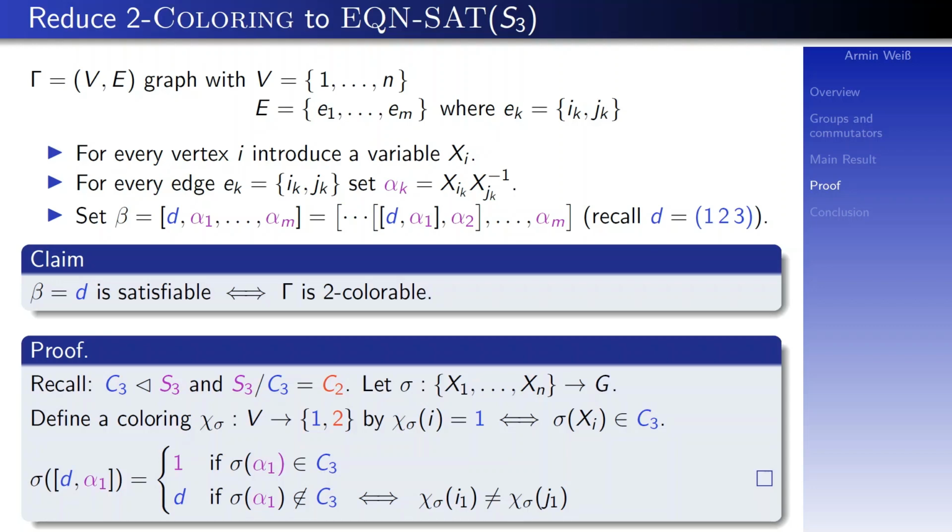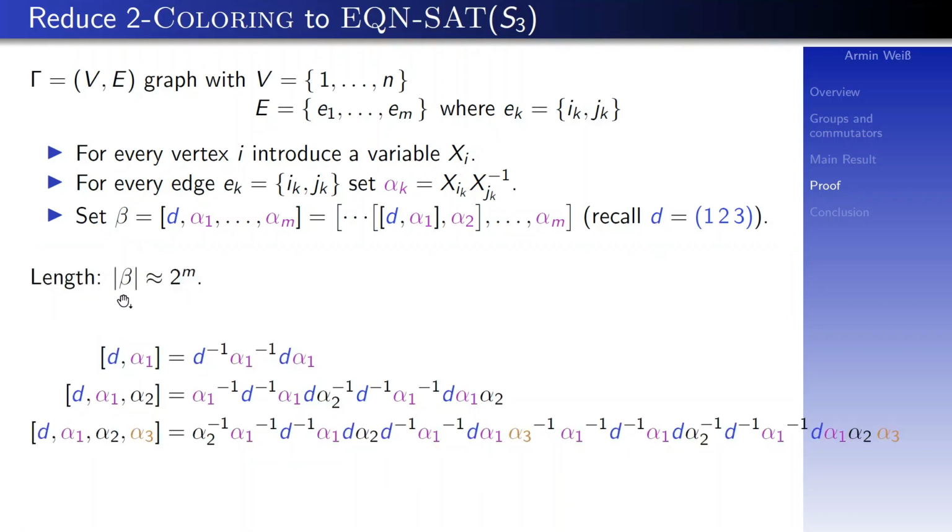Now this reduction has another problem, which I still haven't told you. The length of beta is very long. It's actually exponential. The commutator here is just an abbreviation. If we write it down as a full word over the generators and the variables, we see that it's exponential, so its length is approximately 2 to the m. So that's another defect.